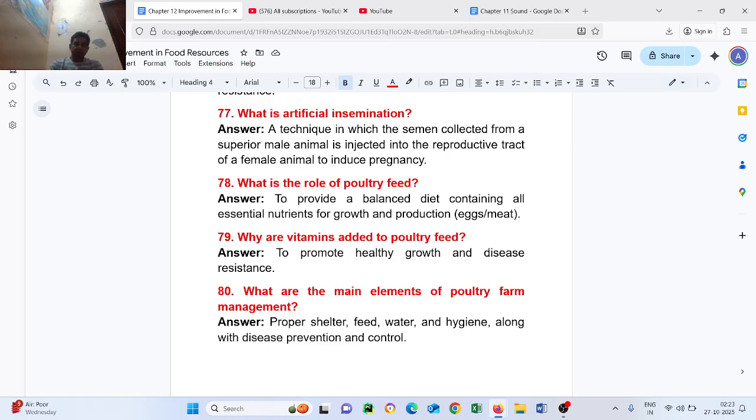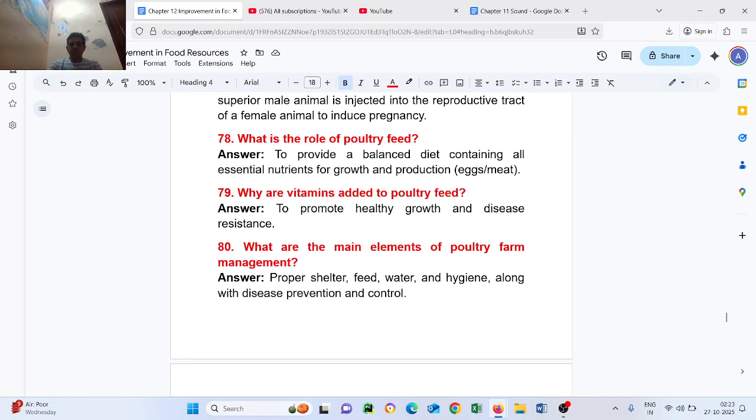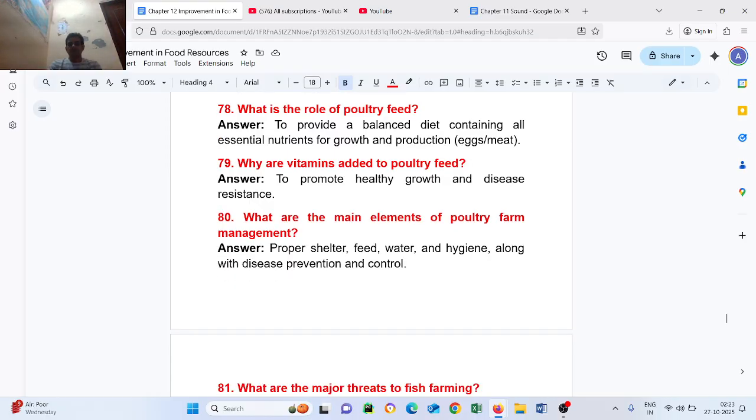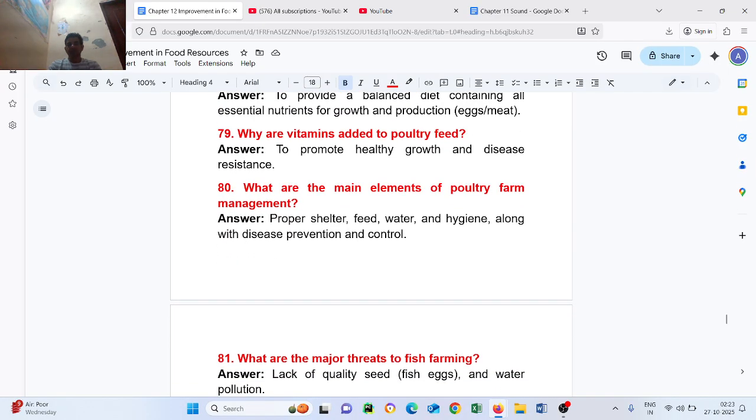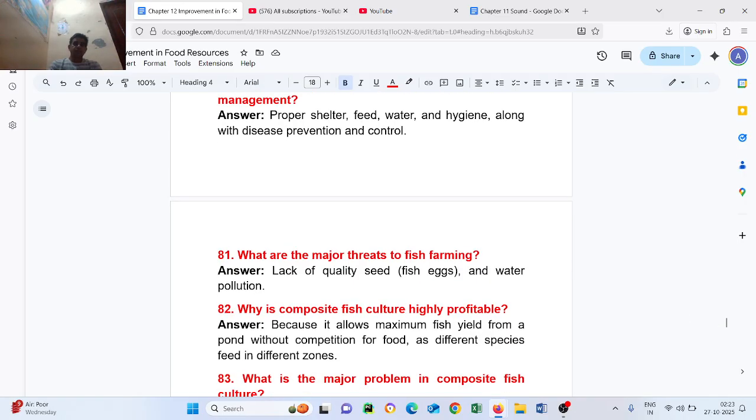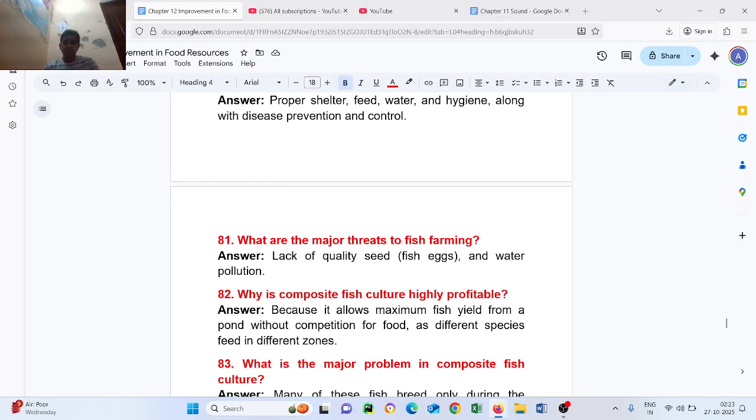Question number 80. What are the main elements of poultry farm management? Proper shelter, feed, water and hygiene along with disease prevention and control. Question number 81. What are the major threat to fish farming? Answer: lack of quality seed, fish, eggs and water pollution. Question number 82. Why is composite fish culture highly profitable? Because it allows maximum fish yield from a pond without competition of food as different species feed in different zones.